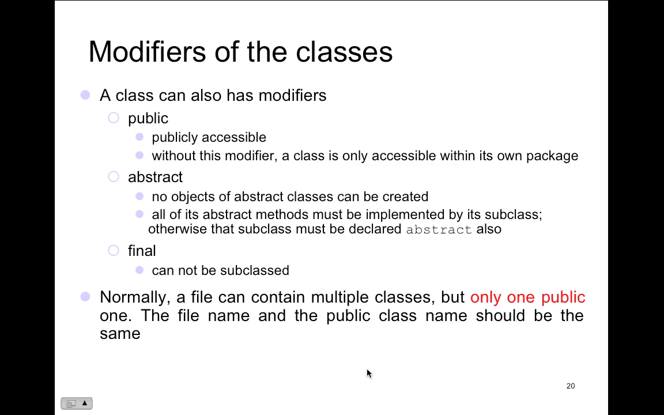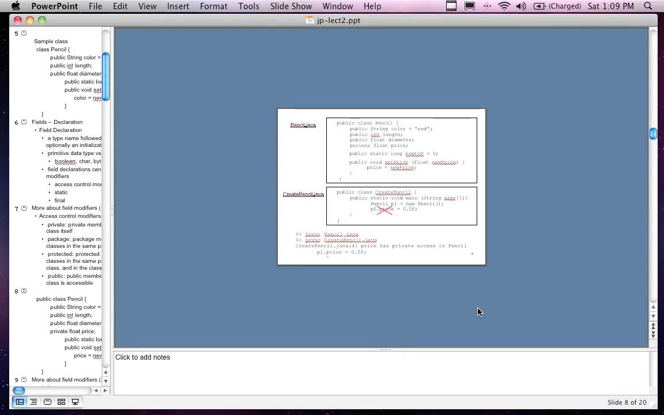Well, it restricts you. Normally the file can contain multiple classes, but only one public one, normally. And the file name of the public class should be the same as the name of the class, which is where that comes into play. That class name and the name of the file need to match in most cases.